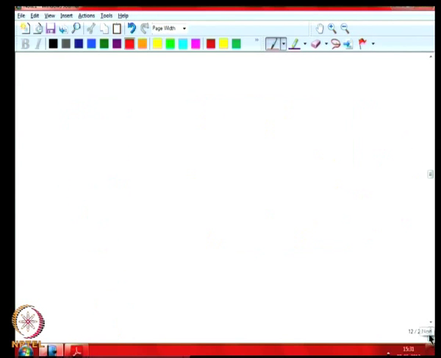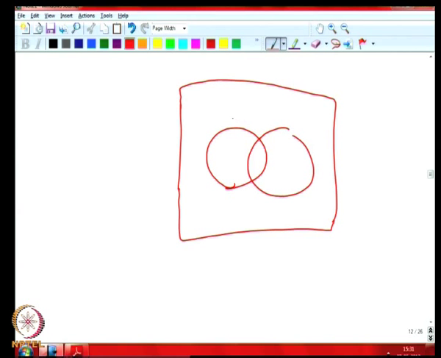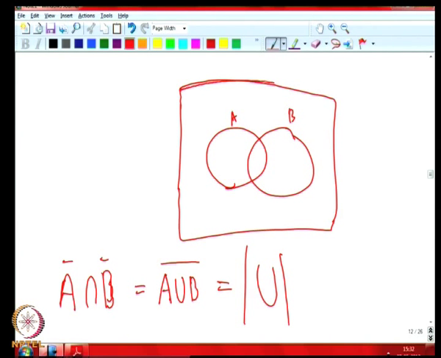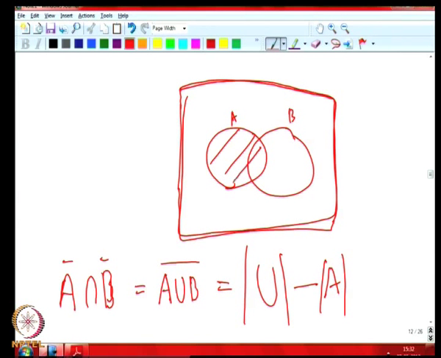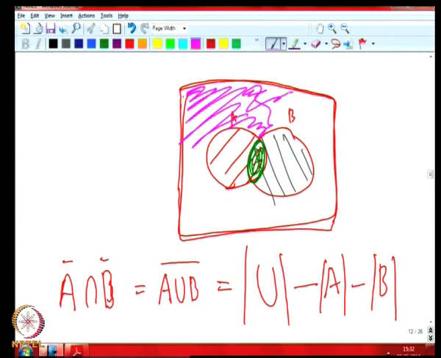If we want to find out the number, from the Venn diagram it is very clear what we should do. This is A, this is B. Now if I want to find (A union B) complement, which is essentially A complement intersection B complement, we consider the cardinality of U, that means this entire thing. From that we subtract the cardinality of A, and then we subtract B. But then we see that this portion is subtracted twice, because finally we are interested in this region, which I am marking like this. This region is what we are interested in.